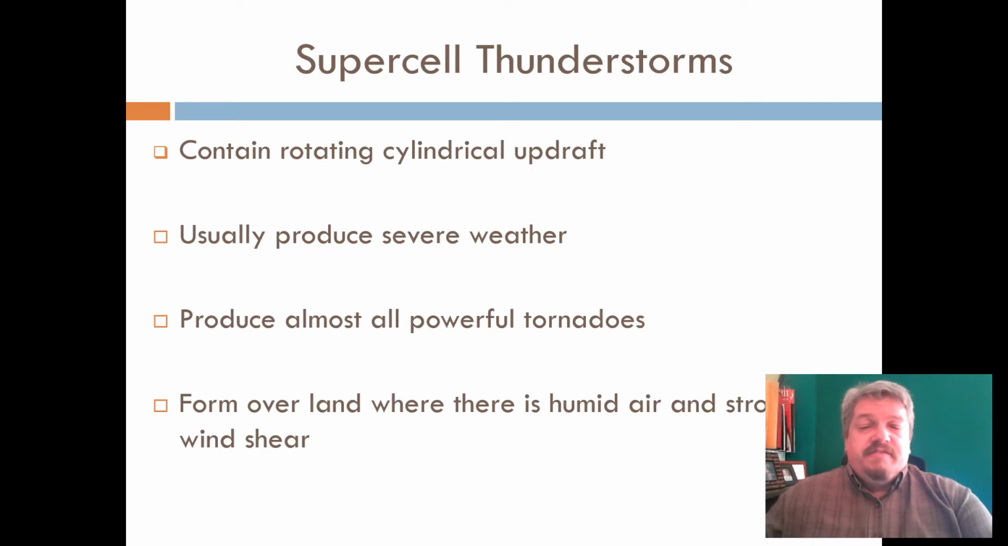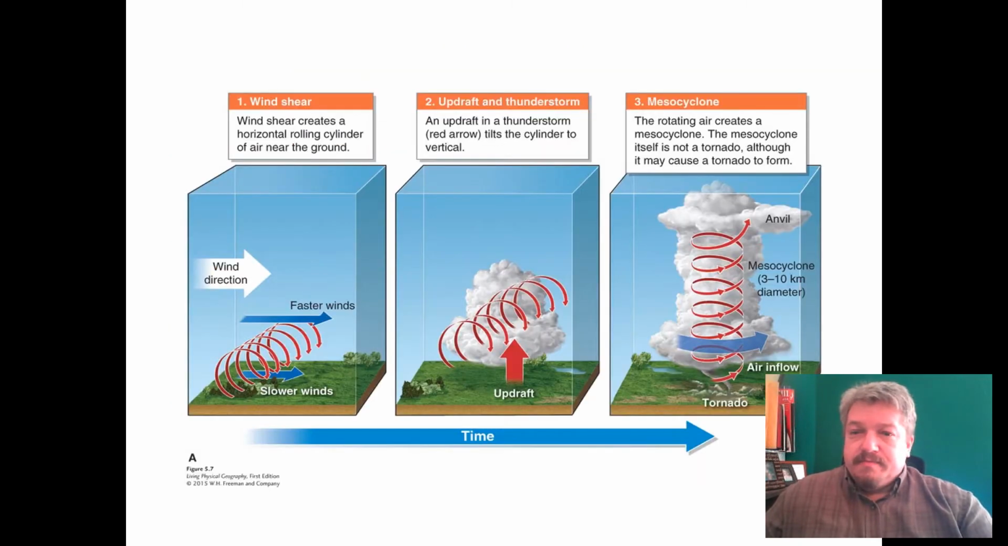Okay? So it's very, very rare that a tornado does not form in a supercell. It can form in the single cell once in a great while, but mostly in these. And you need this to form over land. You have to have very humid air and very strong wind shear. And here's what happens. So here we have wind shear.